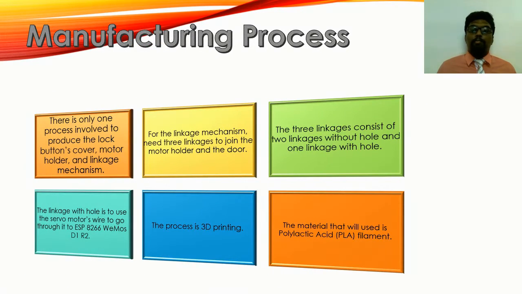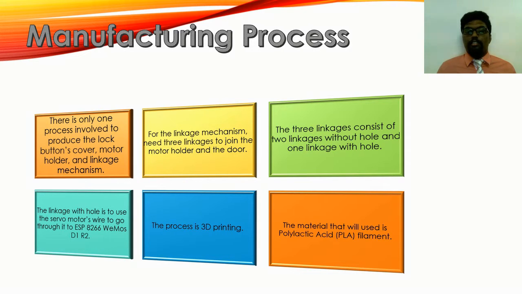The manufacturing process involved in this project is only one process to produce the lock buttons cover, motor holder and linkage mechanism. For the linkage mechanism, we need 3 linkages to join the motor holder and the door. The 3 linkages consist of 2 linkages without hole and 1 linkage with hole. The linkage with hole is for the servo motor wire to go through it to the ESP8266 WEMOS D1 R2.